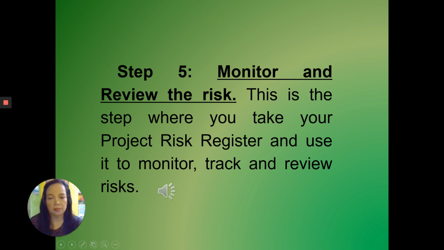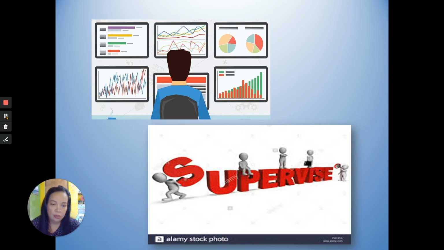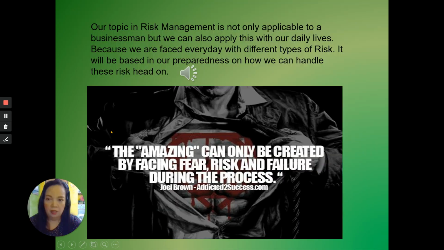Step 5. Monitor and review the risk. This is the step where you take your project risk register and use it to monitor, track, and review risk. So once the solution is implemented, you have to monitor and supervise your employees if they follow protocols to make sure of the continuity of orderly process. Check from time to time if there is a need to upgrade or update certain procedures and policies. Next.